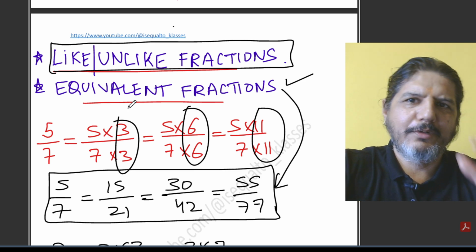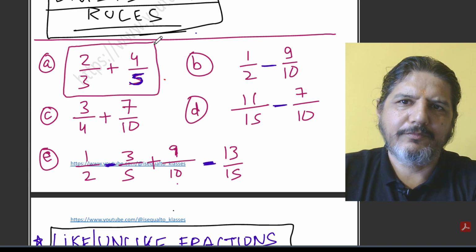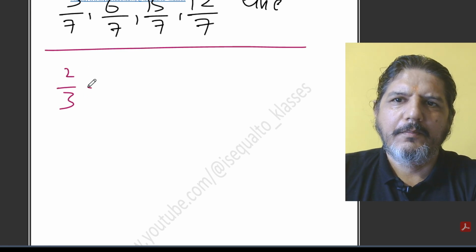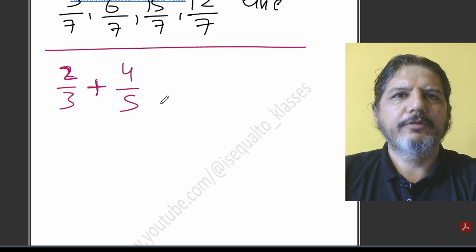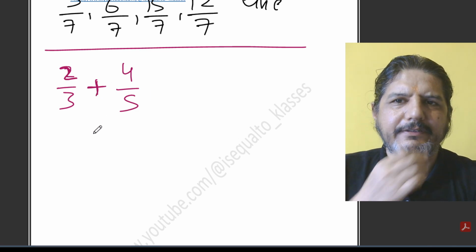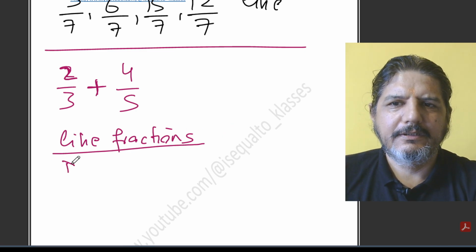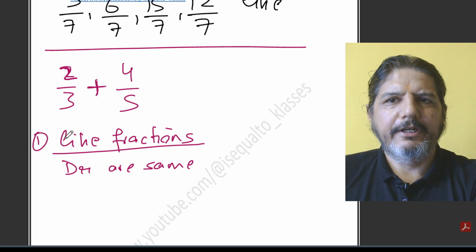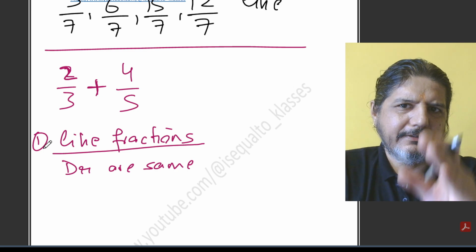Okay, now that everything is clear, let's try to understand how we add 2 by 3 and 4 by 5. 2 by 3 plus 4 by 5. The first thing that we need to do is make these like fractions. What is the meaning of like fractions? The denominators are the same. So we need to make the denominator of the first fraction and the second fraction the same.